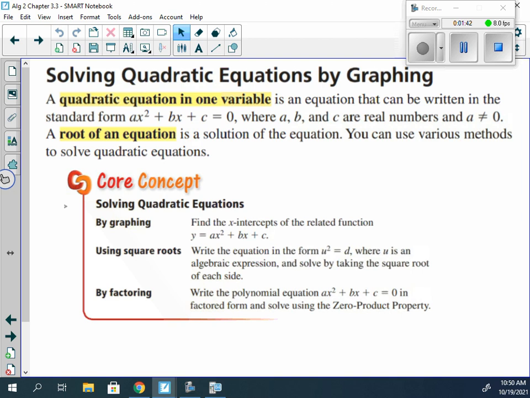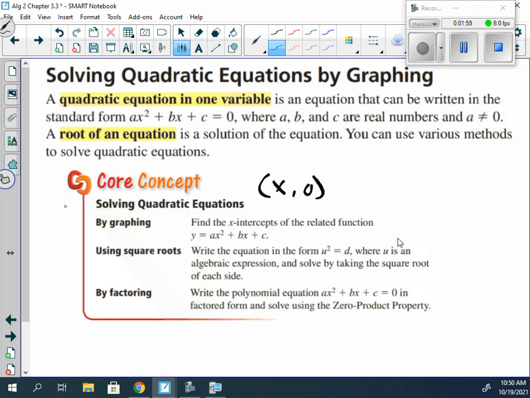The first way we can do it is by graphing. Find the x-intercept of the related function, because at an x-intercept the y value is 0. Any x-intercept will come in the form of x comma 0, because where it crosses the x-axis, the y value is 0. So the x-intercepts are the values of x that make the function equal 0. If I can find the x-intercepts, I can find the solution. That x value will be the solution.